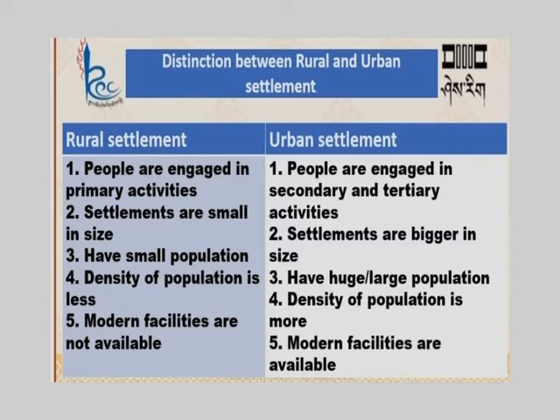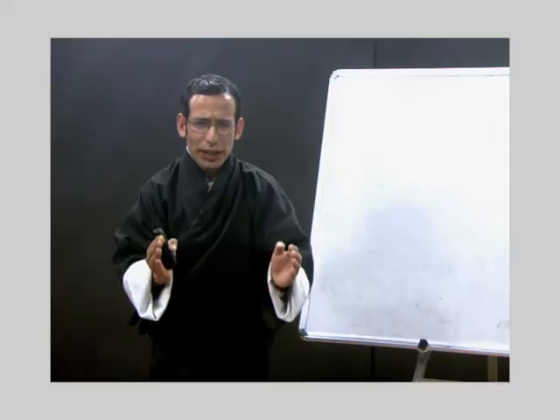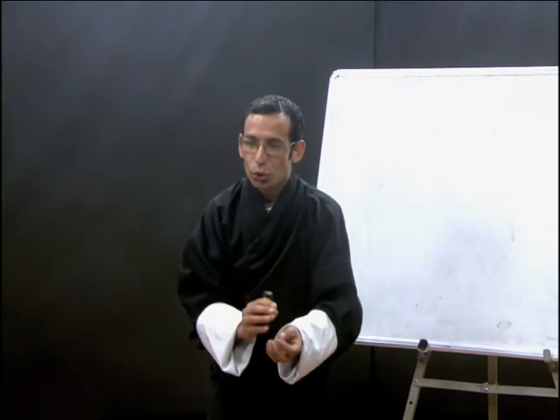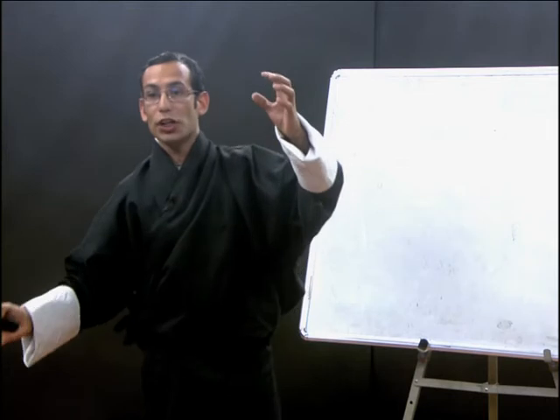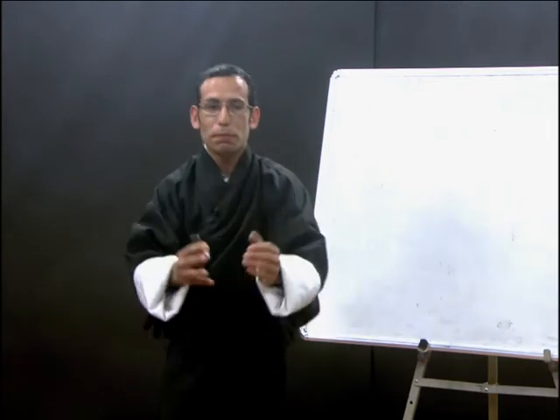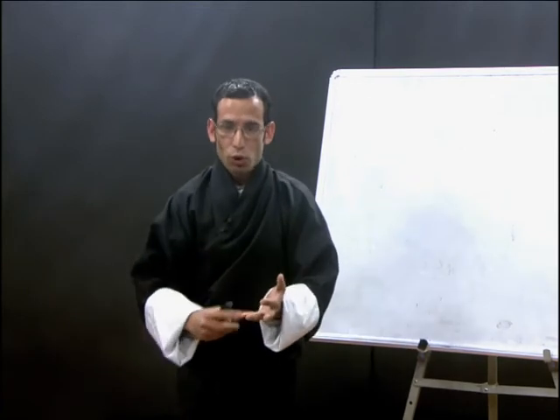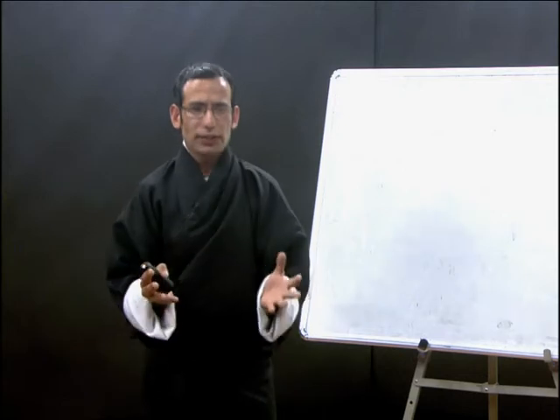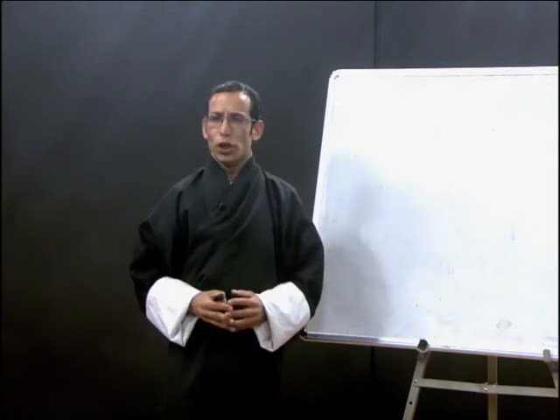Okay? Now, if we look at the size of population and the density of population, both are very small in rural areas, with very low density, but there is high density in urban settlement. You see, Thimphu city is crowded with people. Thimphu Thromde, Phuentsholing Thromde, Samdrup Jongkhar Thromde, Gelephu Thromde, these towns have a large population.